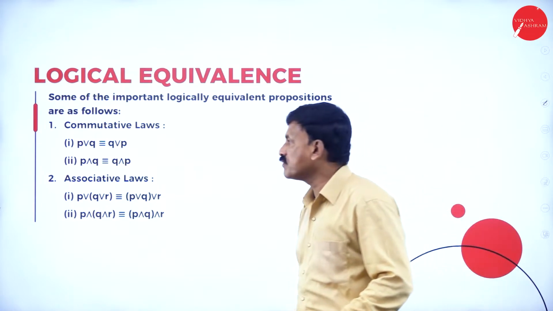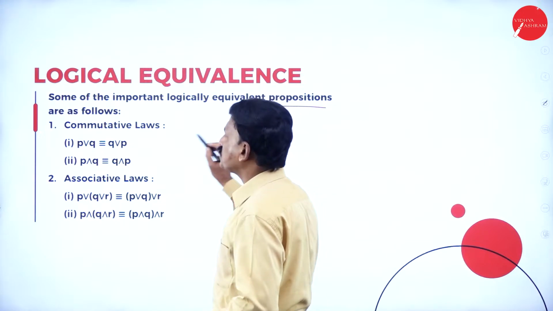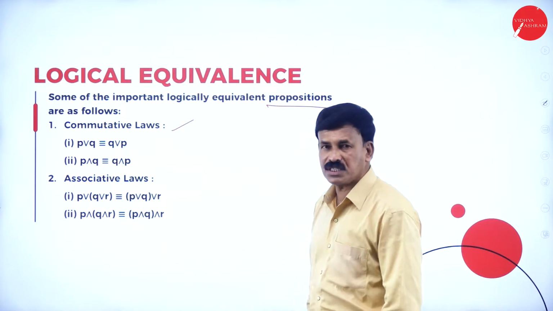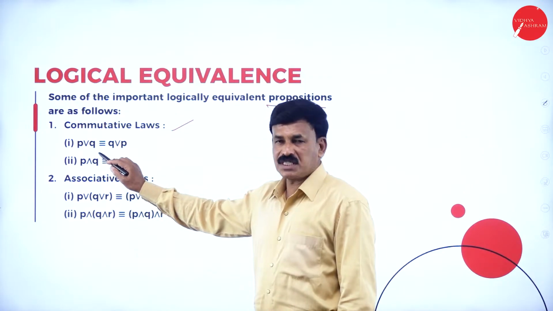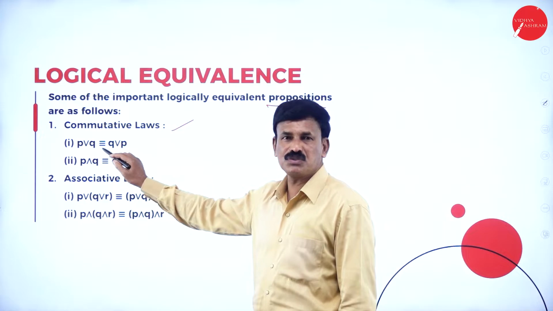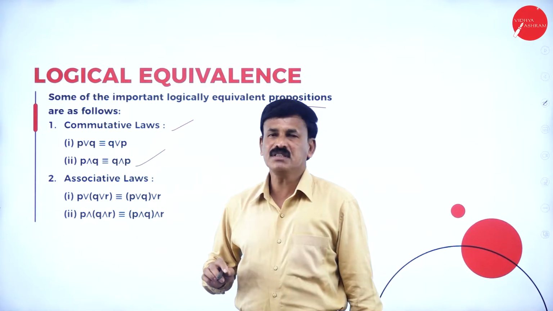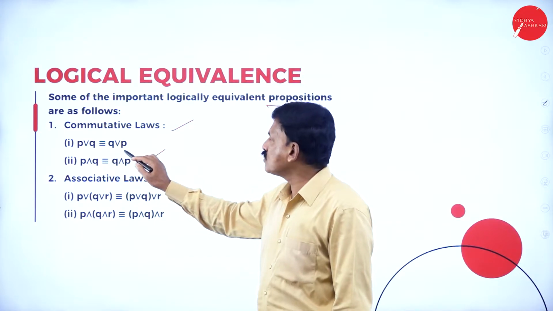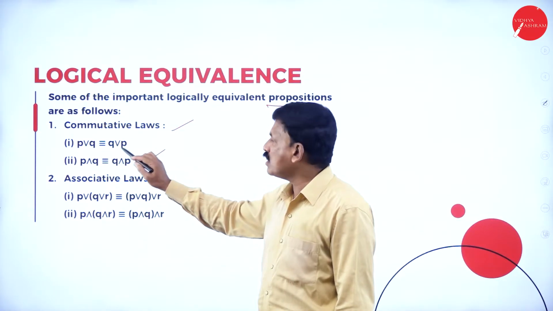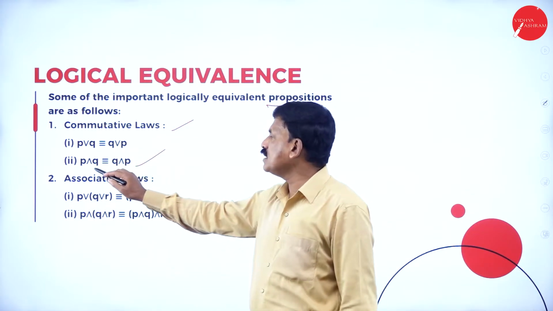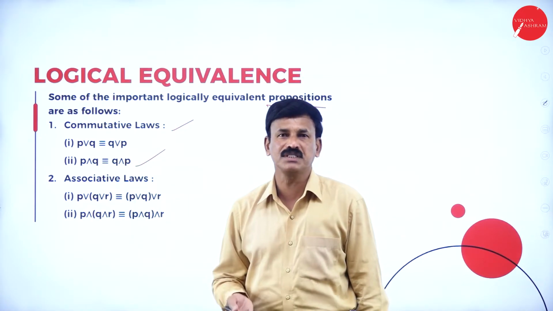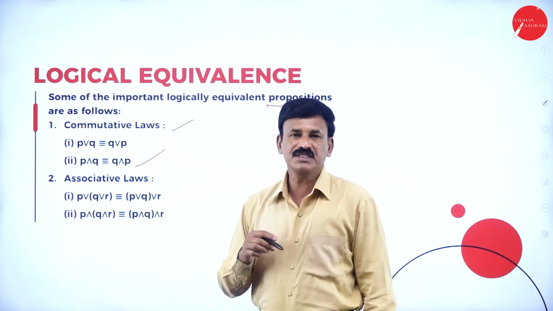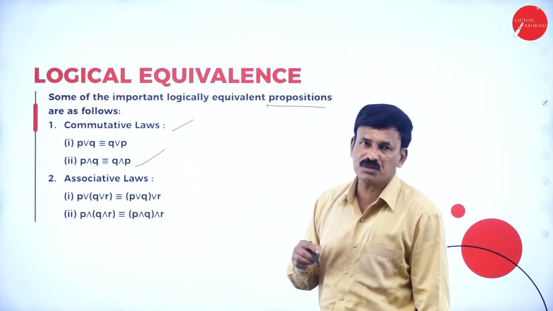Now let us take an example. Usually we are going to verify some important logically equivalent propositions. They are nothing but the commutative law. You know the commutative law, A star B is equal to B star A. So in case of logic, the commutative law is P disjunction Q is equal to Q disjunction P. Or in case of conjunction, P conjunction Q is also equal to Q conjunction P. That is, P or Q is equal to Q or P, and P and Q is logically equivalent to Q and P. That's it. So conjunction and disjunction are commutative.